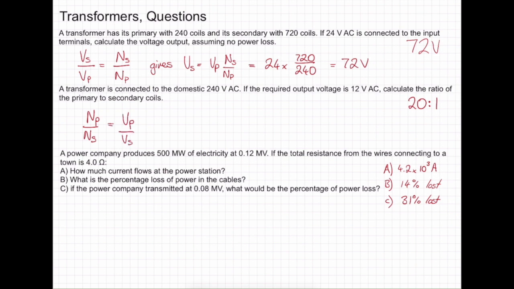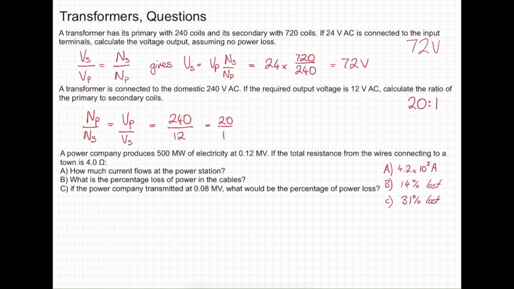Now we can just chuck in the numbers. So we have 240 volts as our primary, and we have 12 volts as our secondary. Simplifying this ratio, we get 20 divided by 1. This means that for every 20 coils of the primary, the secondary is only going to have a single coil. On to our third question.